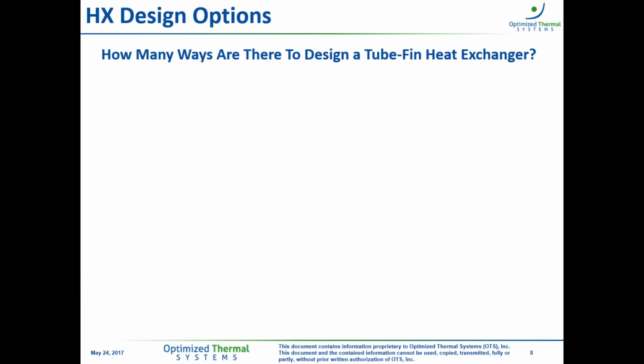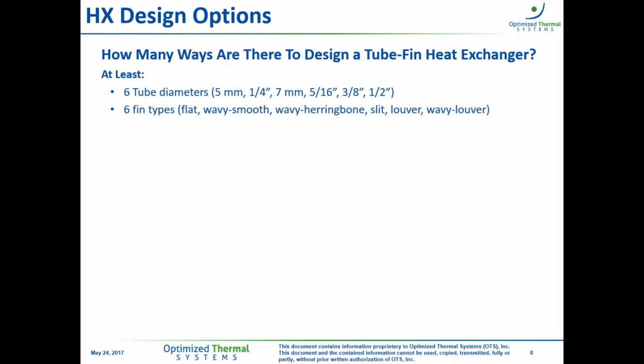So there's a bit more motivation. I want to ask the question of how many ways are there for us to design a tube fin heat exchanger? So this is just a very simple example, but we could think of at least 6 different tube diameters ranging from 5 millimeters up to 1/2 inch. We could think of 6 different fin types. That might be flat fins, wavy fins, slit fins, other enhancements, and we can certainly imagine more.